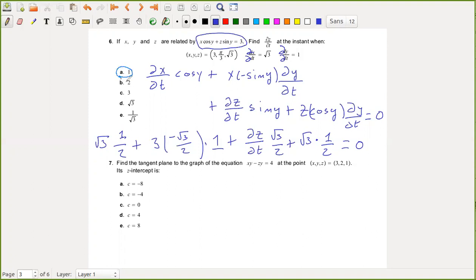If you didn't follow all of that, that's fine. All I did was solve this equation here for the partial derivative of z with respect to t. That's straightforward, though kind of tedious if you didn't realize this trick about multiplying both sides by 2 over the square root of 3.